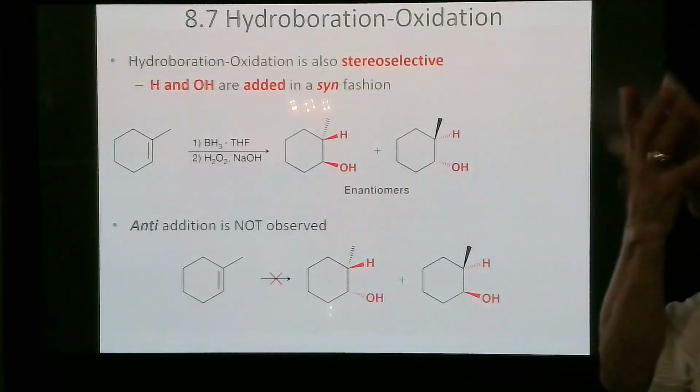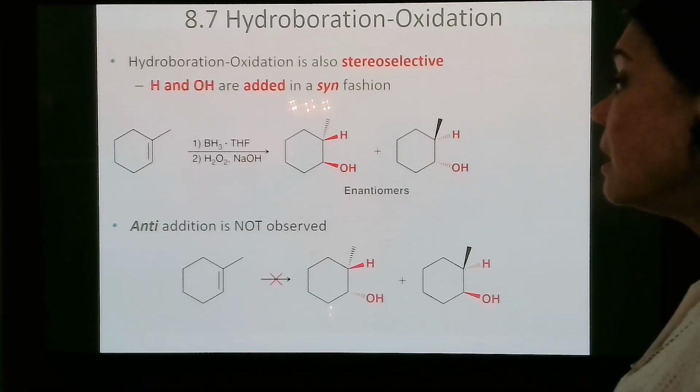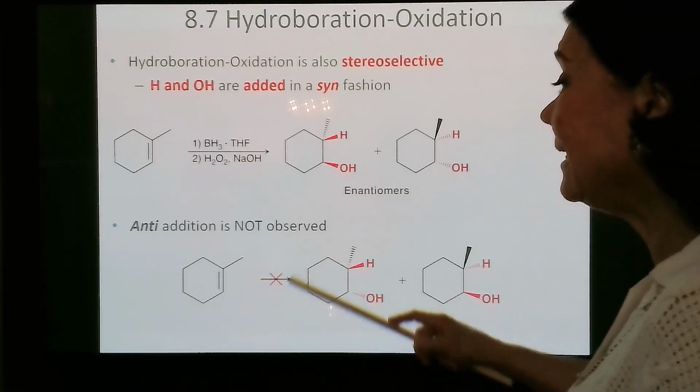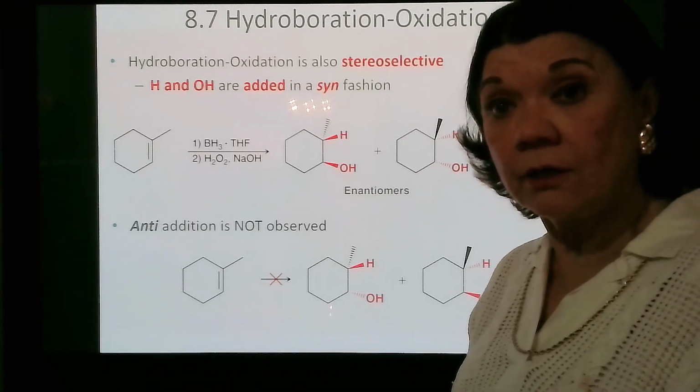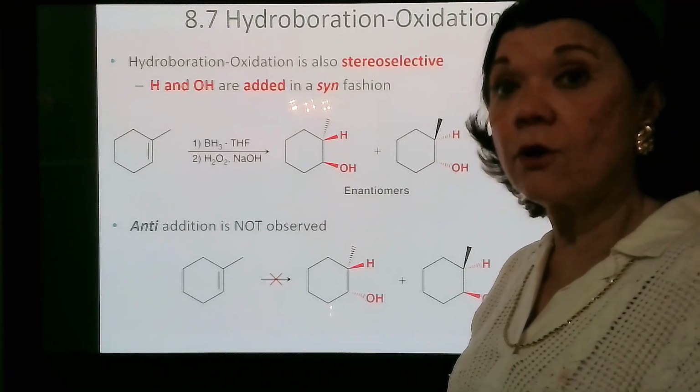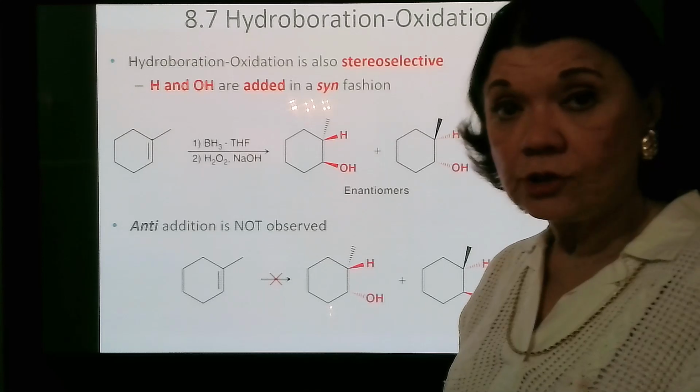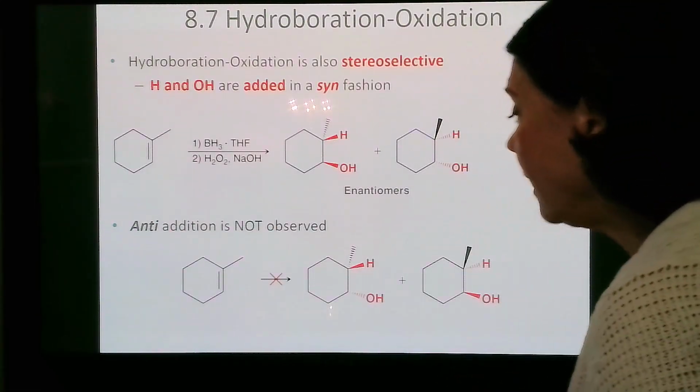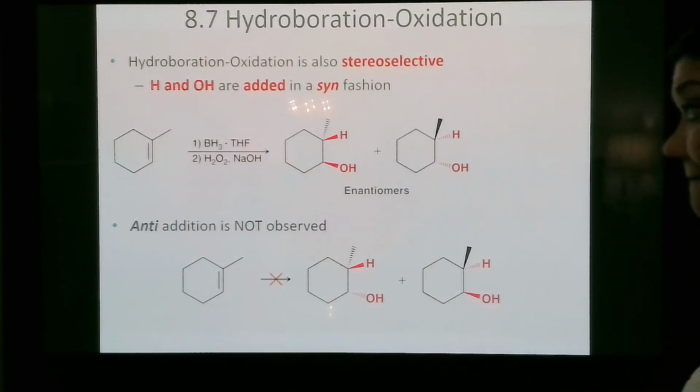And I think that's a pretty simple concept. The important thing is that anti-addition is not observed ever in hydroboration, ever. Okay, no anti-addition in hydroboration, ever.